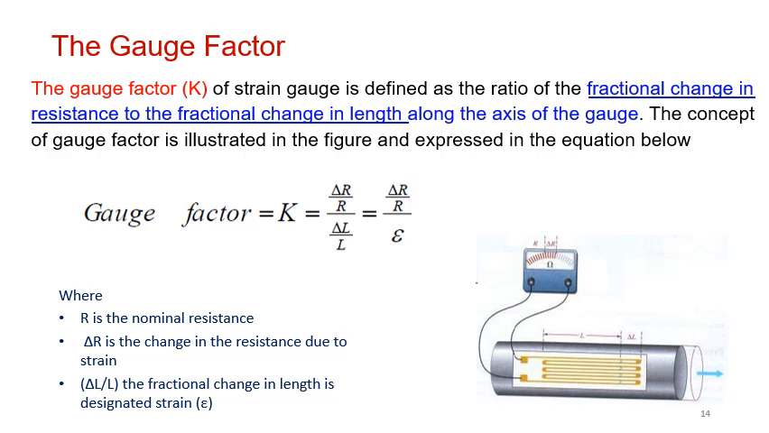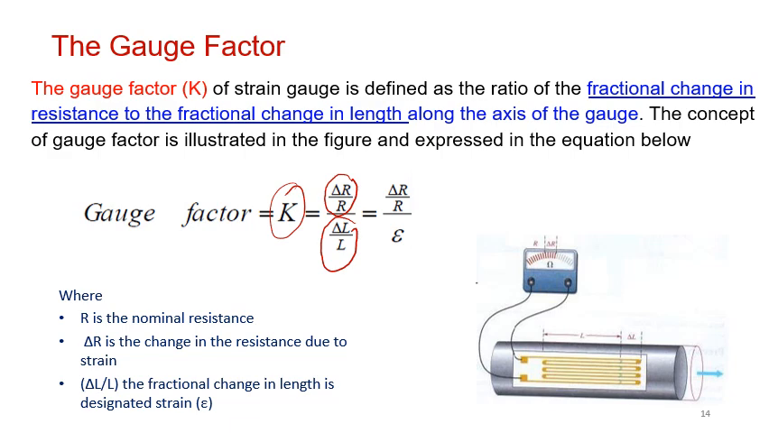Now, gauge factor is an important property that helps us to calculate the strain or the resistance. What is the gauge factor? The gauge factor, known as K, is given as the change in resistance, delta R, over R, divided by the change in length, delta L, over L.